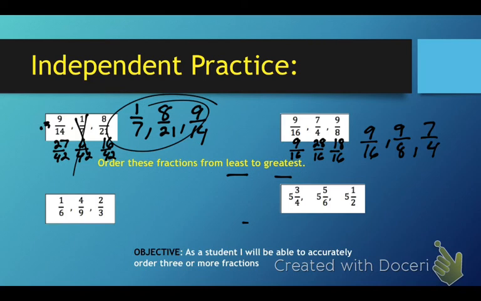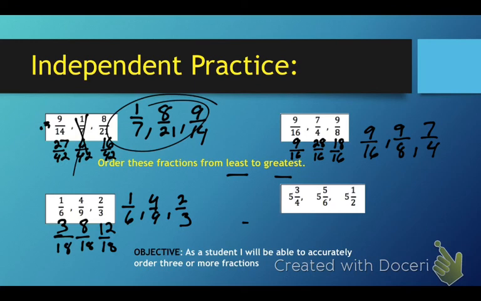Next one, 6, 9, and 3. Common denominator you should have gotten was 18. So let's change them all to 18. How does 6 become 18? You multiply by 3. 1 times 3 is 3. 9 times 2 is 18, so 4 times 2 is 8. How does 3 become 18? You multiply by 6. 2 times 6 is 12. Wow, that one, least to greatest, is already in order. It should have been 1/6, 4/9, and 2/3.